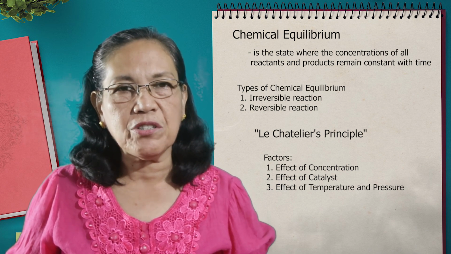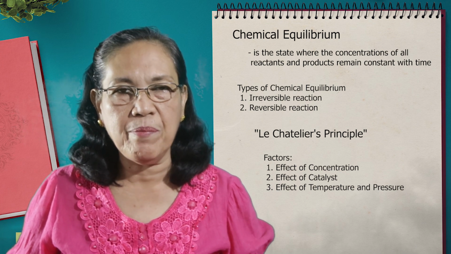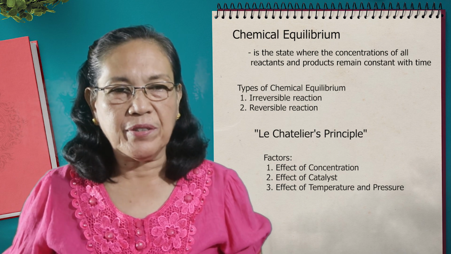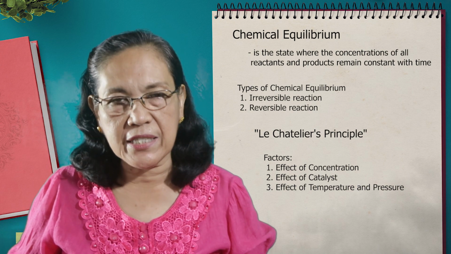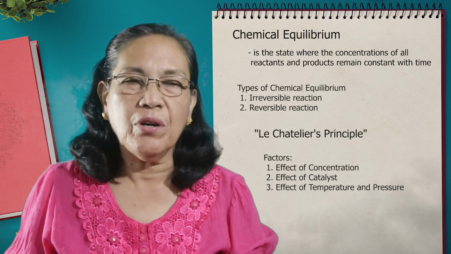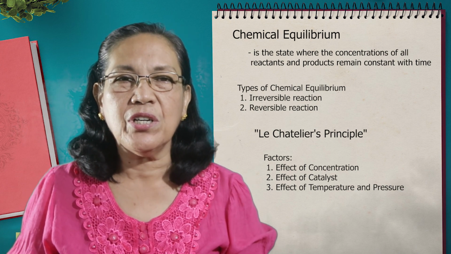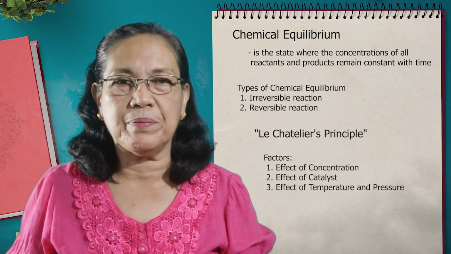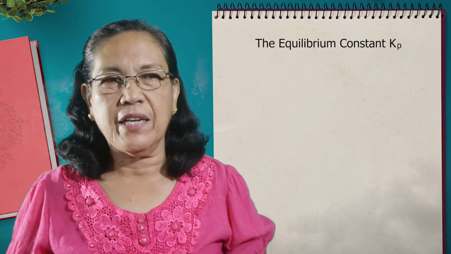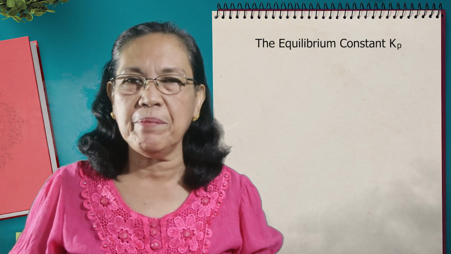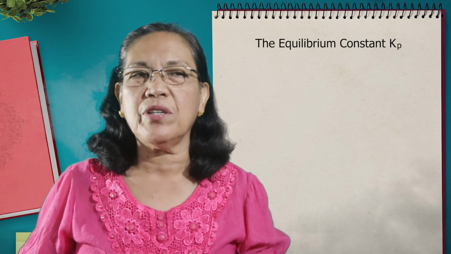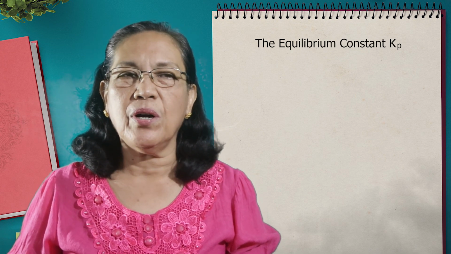So if pressure is added to this reaction in equilibrium, then the reaction would shift to the right. However, if the pressure is decreased, then the reaction would shift to the left. So those are the factors that could give stress to a reaction in equilibrium. Then let's go to the equilibrium constant. Now, this equilibrium constant is represented by the symbol K sub P. It is said that the partial pressure of a gas is a measure of its concentration.